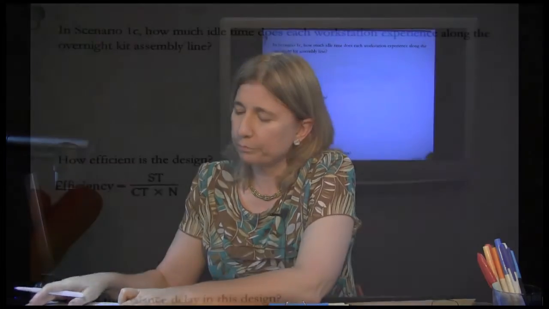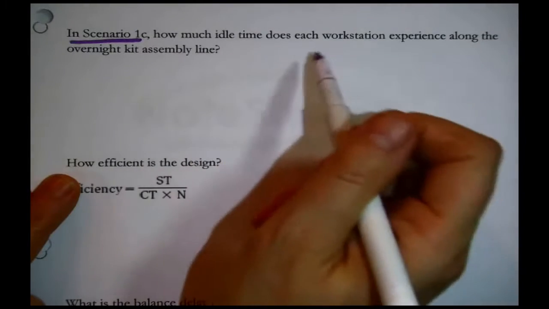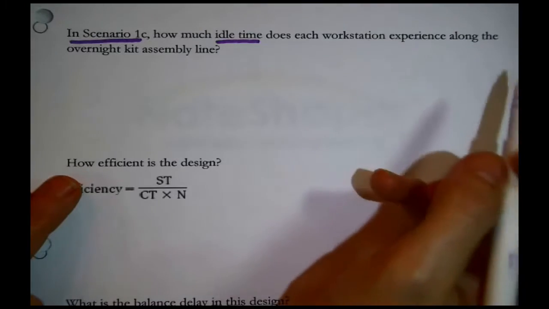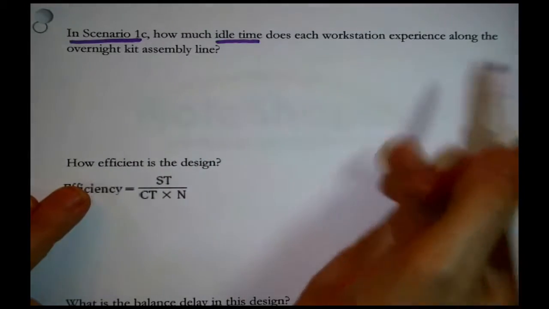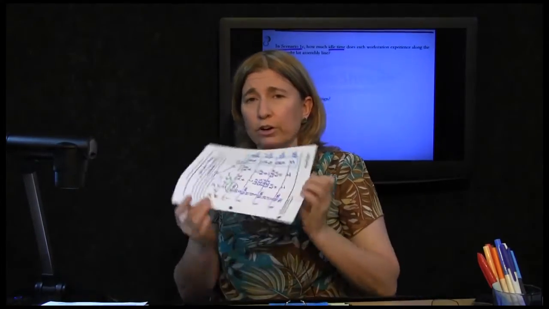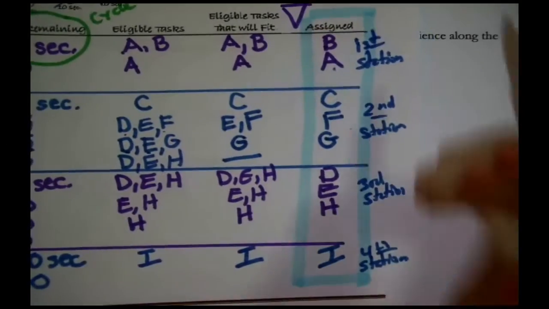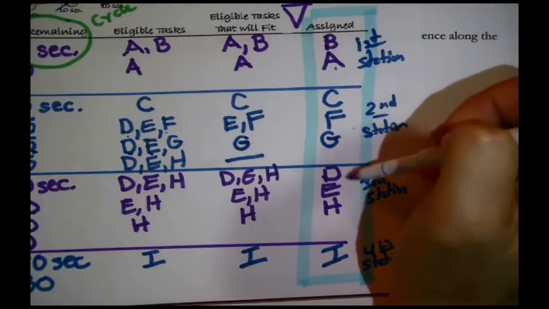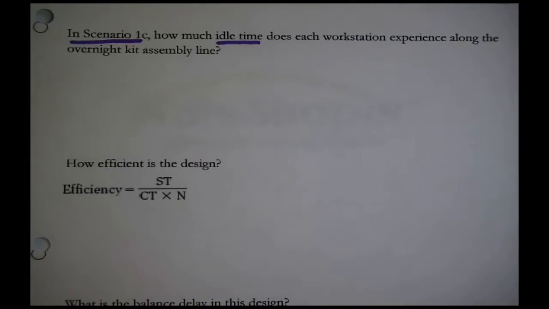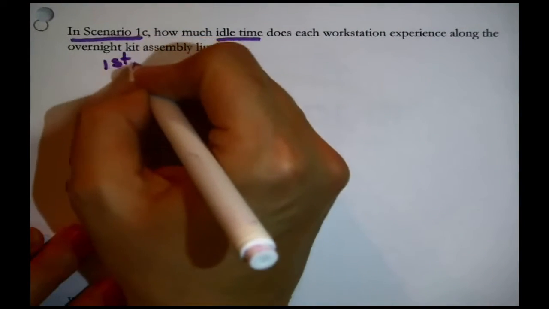Now let's look. In scenario 1C, that's that previous scenario, how much idle time does each workstation experience along the overnight kit assembly line? Now, I have our notes from when we actually designed that line, and you'll remember that on a line balancing worksheet, you find the design in the far right hand column. Let's just sketch this again, except from left to right.